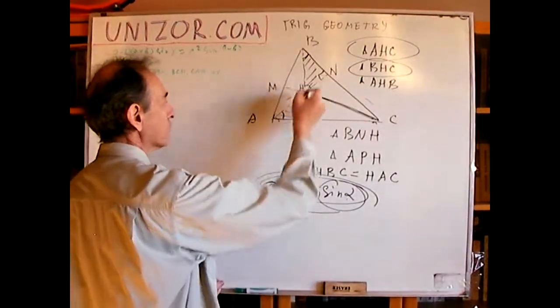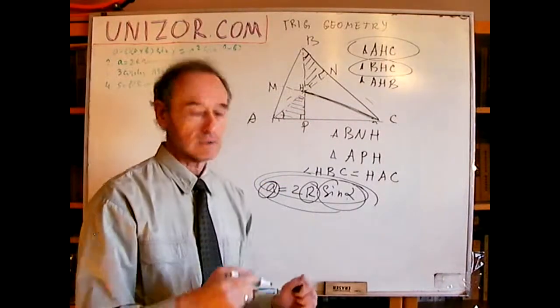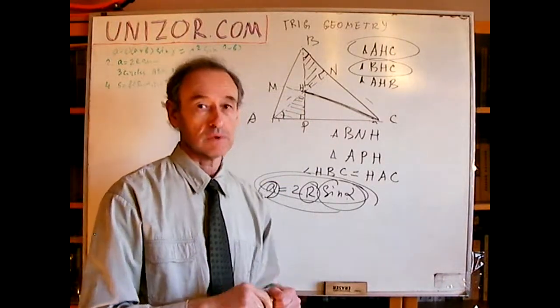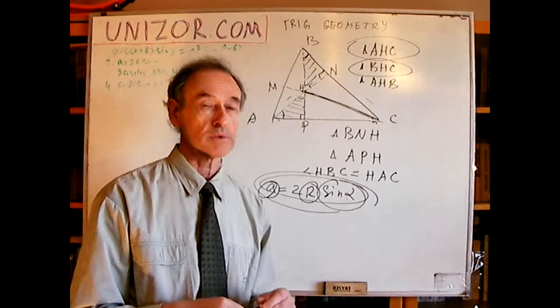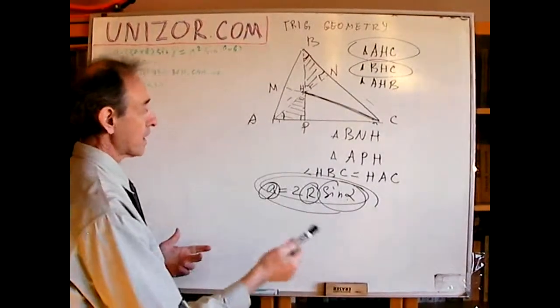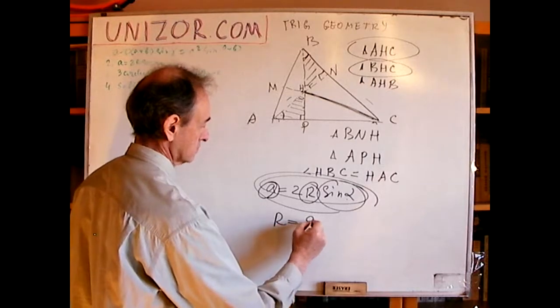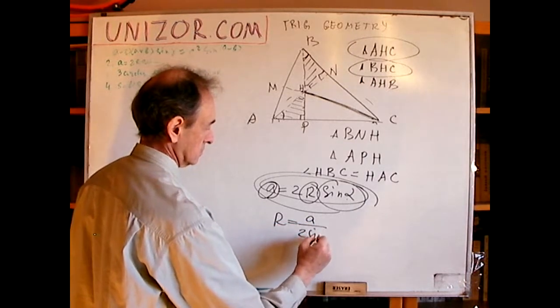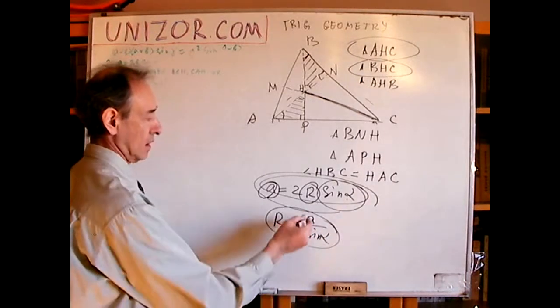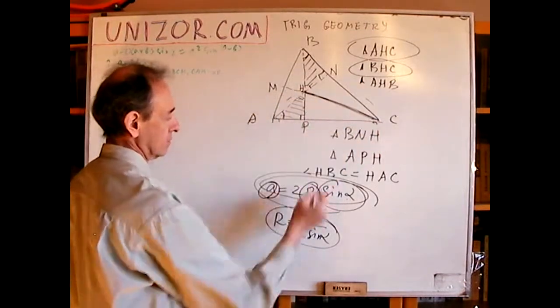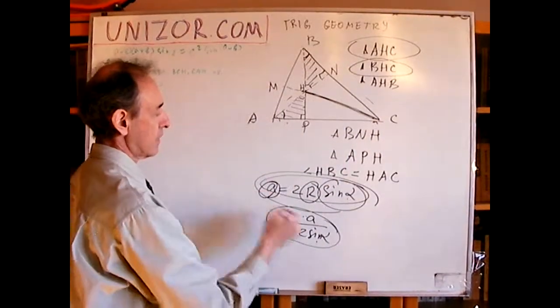So that's why R for both these triangles is the same, the radii of the circumscribed circles, because it's expressed in terms of this. The side is shared and the angles are the same. That's why the radii are the same.